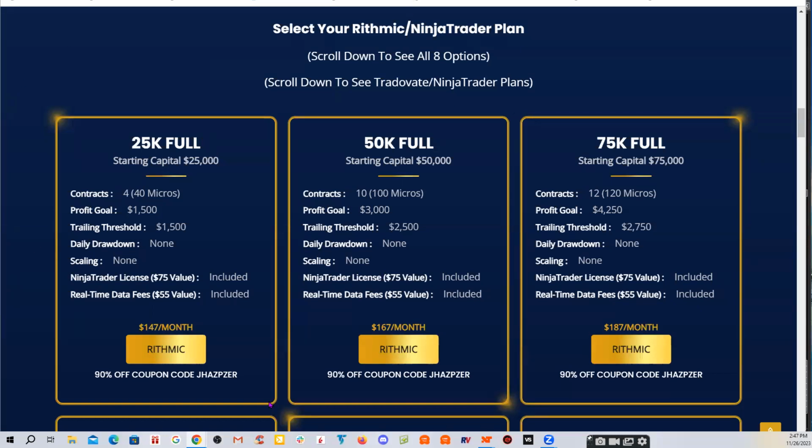And we left off with this assumption that we are going to use this account for their $50,000 full starting capital and profit goal 3,000, trailing threshold 2,500. And included in that is the license for NinjaTrader and real-time data fees.